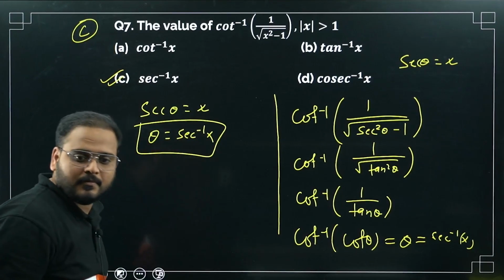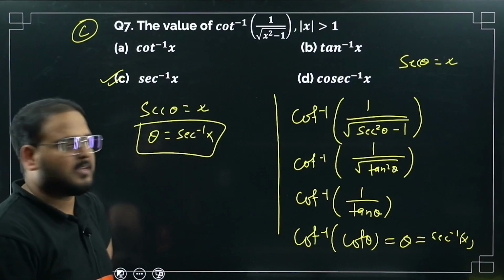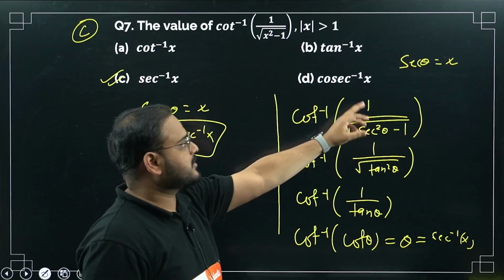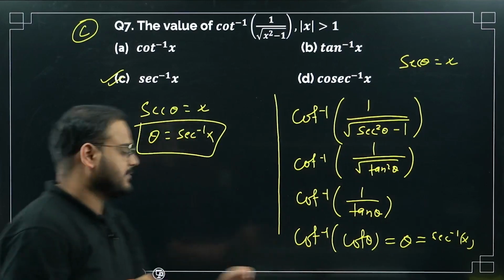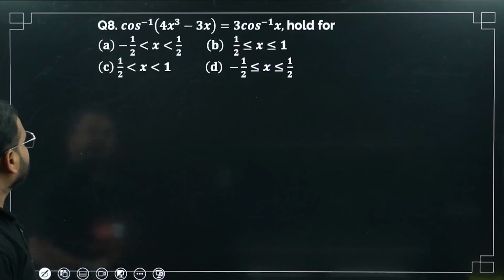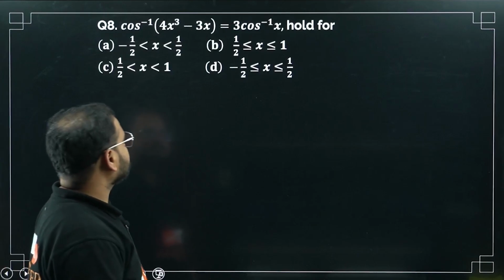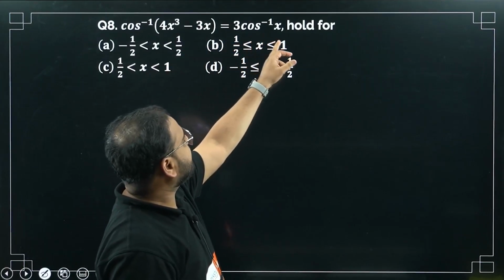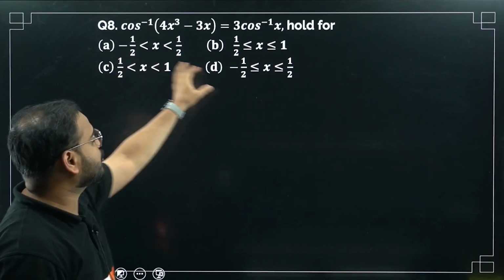Simple question. Extremely simple question or not? Yes, just know the identity. What to use where? What to use as substitution. So what is substitution? Sec theta equals to x. Moving on to the question number 8. Cos inverse of 4x cube minus 3x is given as 3 cos inverse of x. This is going to be true for which of the condition of x?